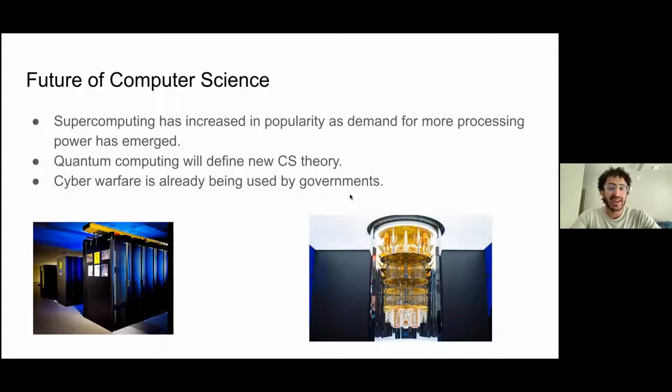With that being said, we need to focus on the present day a bit more, and by far the most advanced form of modern day computing we have is cyber warfare. It's already being used by governments around the world. It's being used in many forms, not just one.